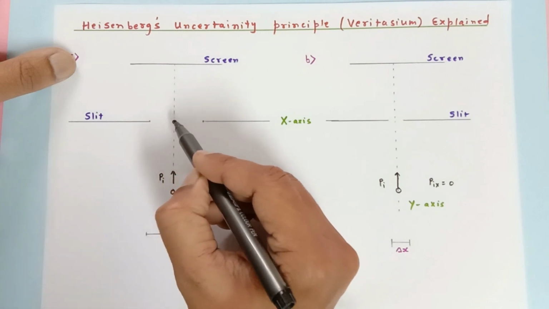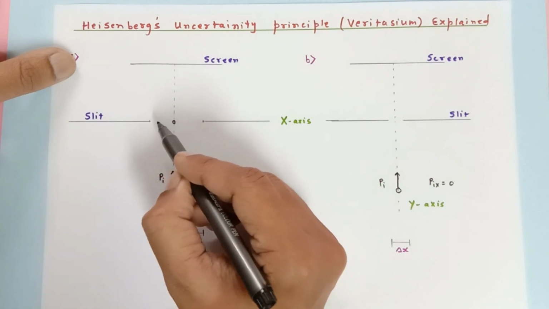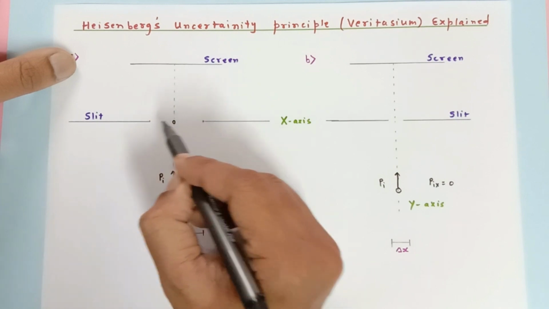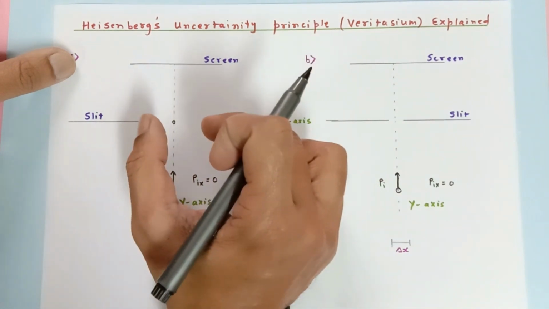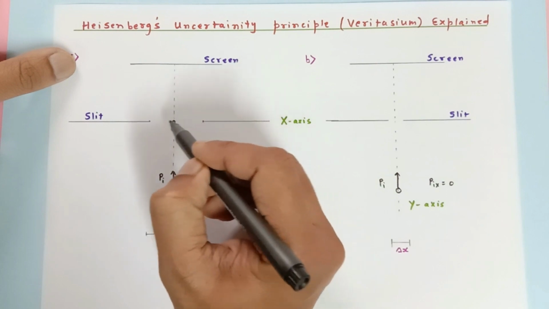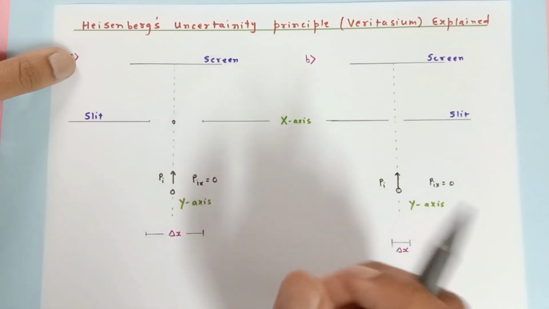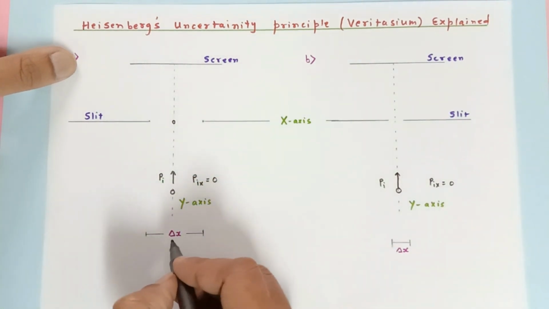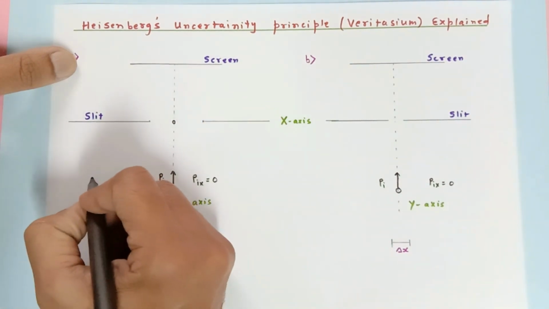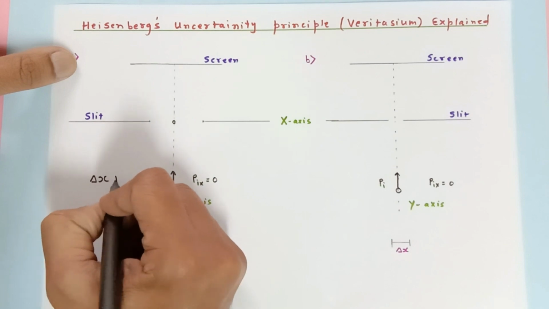So compared to the size of the photon, the uncertainty in the position is very large, because I am saying that the photon can be found between these two places anywhere, and the slit is actually very wide open. So uncertainty in position along x-axis is too large. So that means delta x itself is very large, right? So in this situation, delta x is very large.